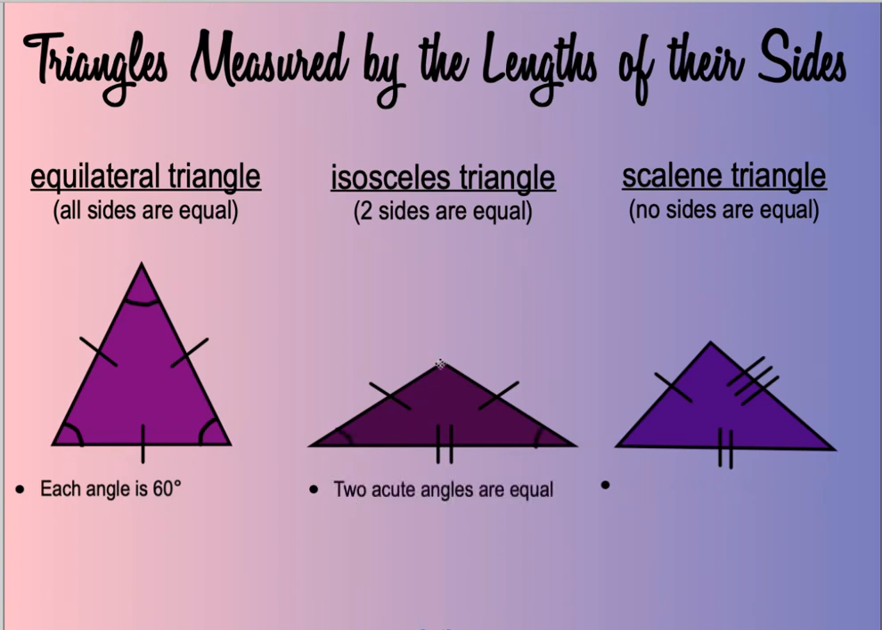So an isosceles triangle has 2 equal sides, and it has 2 acute angles that are equal.